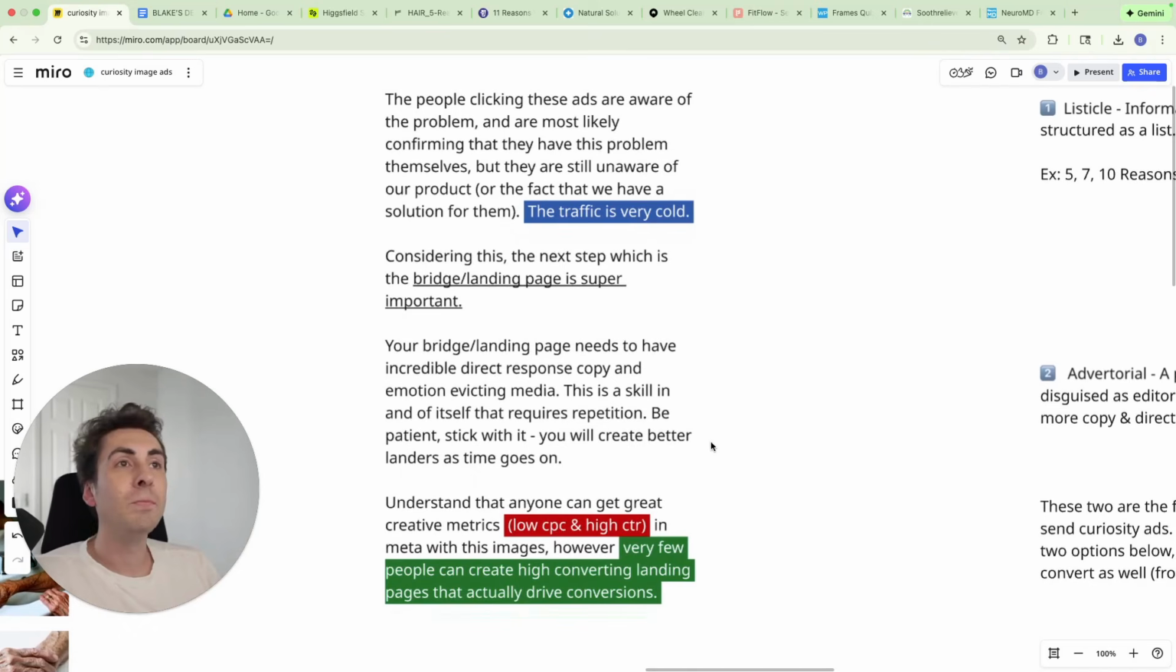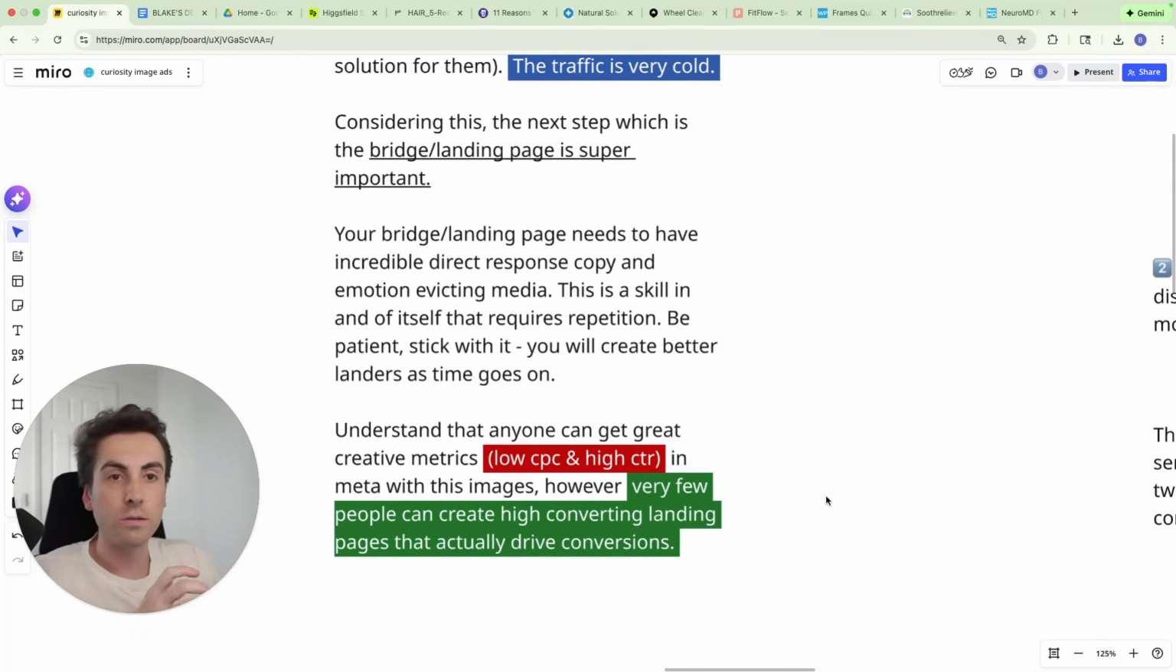So now the people that are clicking on these ads, they're aware of the problem, right? They know they have thinning skin on their hands, and they're confirming that they have this problem because they're clicking on the ad, but they're still unaware that we have a solution for them, right? They don't know that we're selling a product. They don't know we have a solution. So the traffic is very, very, very cold. Now, considering the traffic is so cold, we're not going to send this straight to a product page.